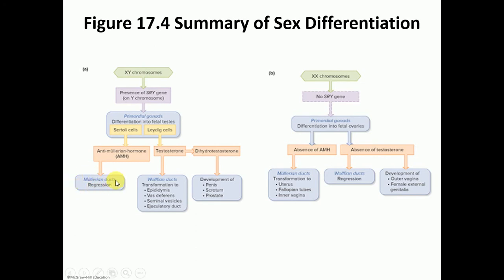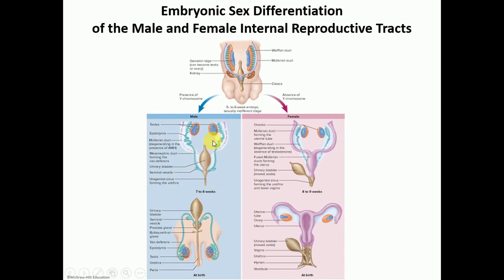So the AMH is going to lead to the regression of the Müllerian duct, and then it's also going to lead to the production of testosterone by the gonadal ridges, and that's going to lead to the differentiation and the growth of the Wolffian duct into the different parts of the male system. And you can see that here, the gonadal ridge is going to make the testis, and the testis is going to descend down into the scrotum, while you can see here the deterioration of the Müllerian duct, while the Wolffian duct has developed into the different parts. So you could see here your epididymis, the vas deferens, the seminal vesicles, and so on.